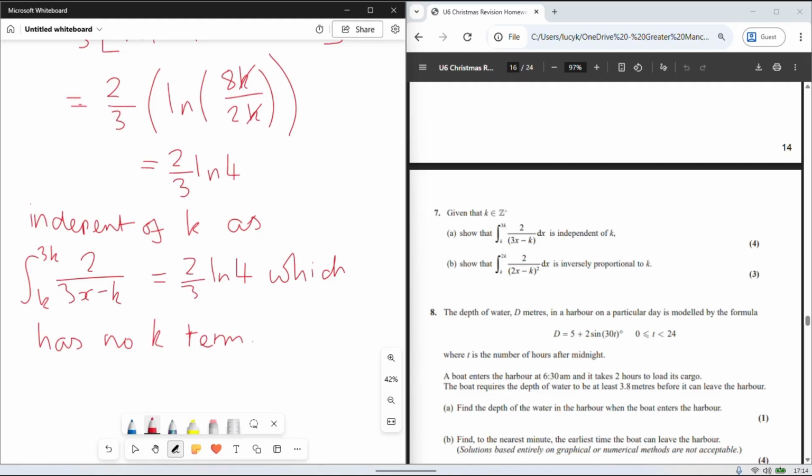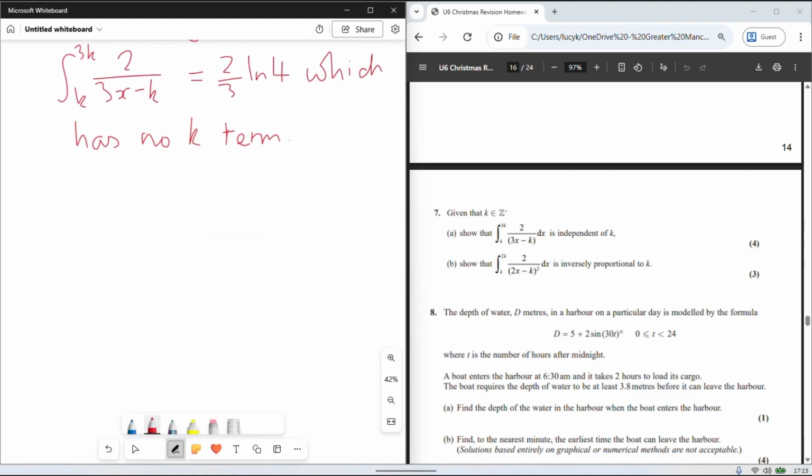Numbers aren't, oh well, they're bad, but they're not too bad. So independent of k, when we get that, we get 2/3 on 4, which has no k term. So that's part A. So now we're going to do something for part B, but remember now we're trying to get that it's going to have a 1/k in there. So let's integrate that.